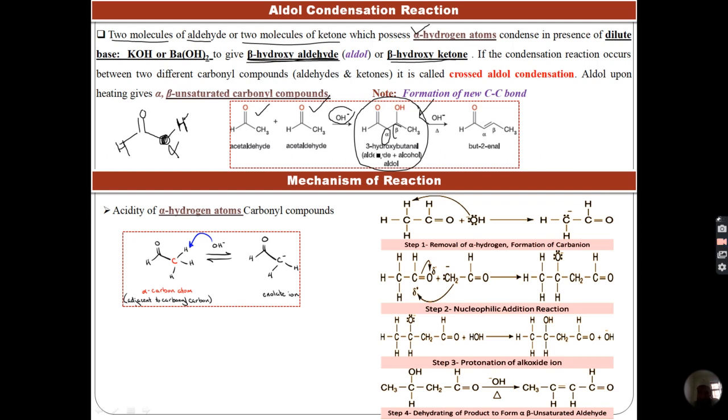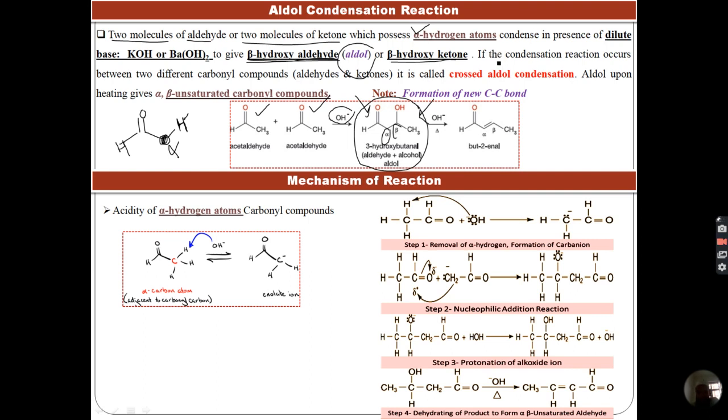This beta hydroxyaldehyde is basically known as aldol, and based on this product formed after the condensation of two aldehyde molecules, the reaction is called aldol condensation. So in general the product formed in the aldol condensation reaction is aldol, beta hydroxyaldehyde. And if you start with two ketones as the reacting material, you'll get beta hydroxyketone. That was one important point. After that there is an important second step as well.